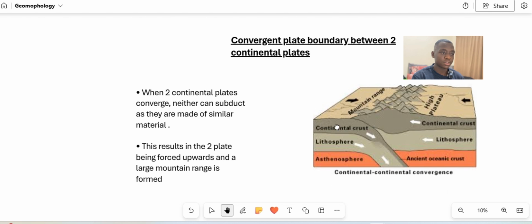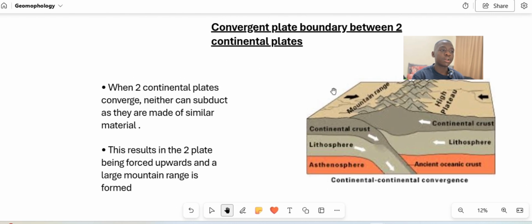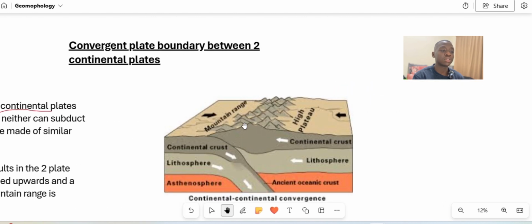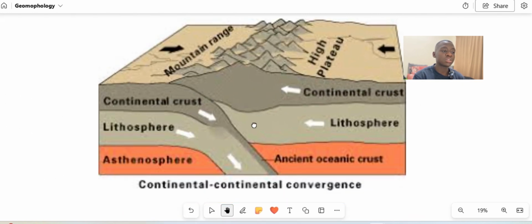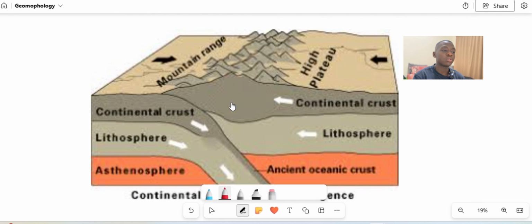Yes. So now we're going to convergent plate boundary between two continental plates. When two continental plates converge, neither can subduct as they are made of similar material. Yes, this results in two plates being forced upwards and a large mountain range is formed. Yes, so a large mountain range is formed. Since these continental crusts are coming in together, they will form a large landform.